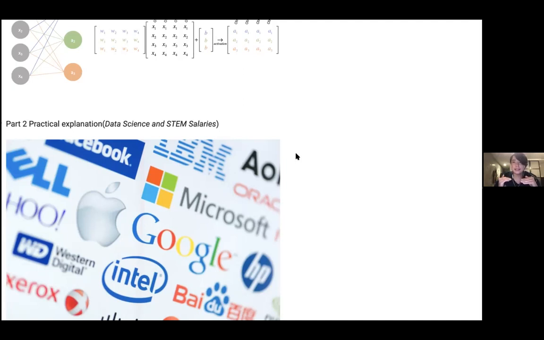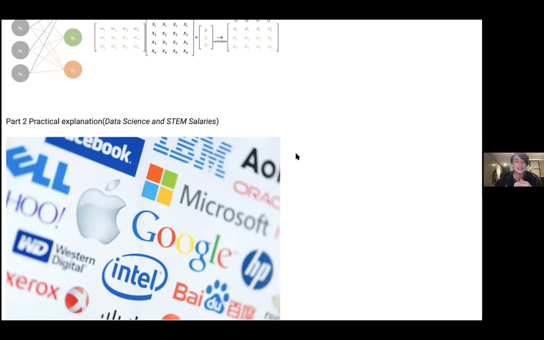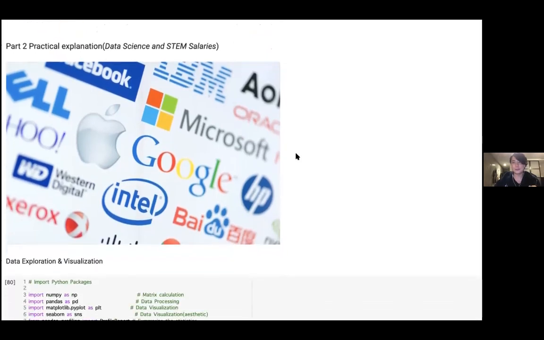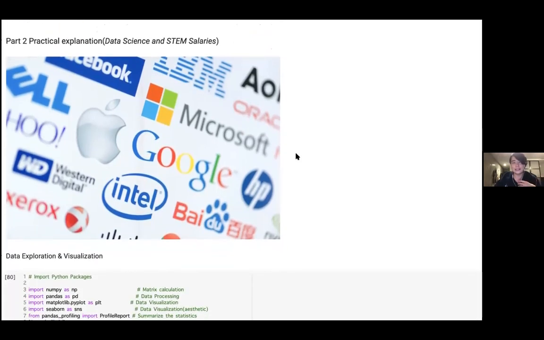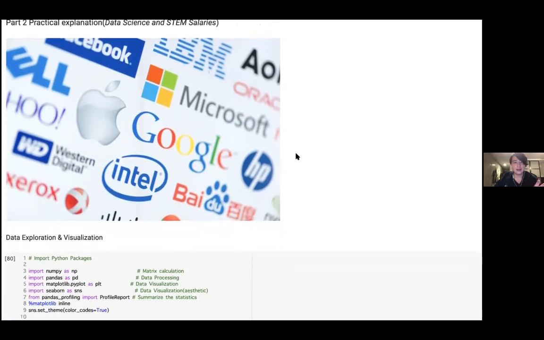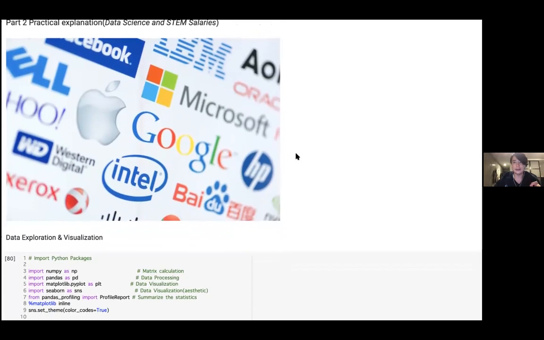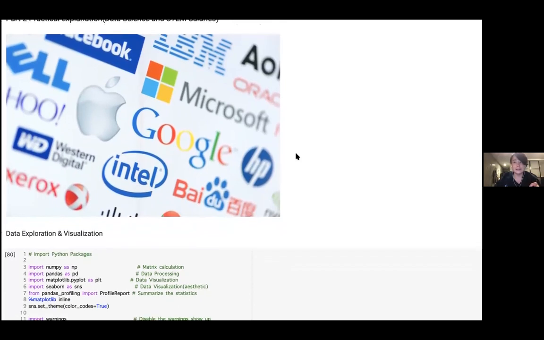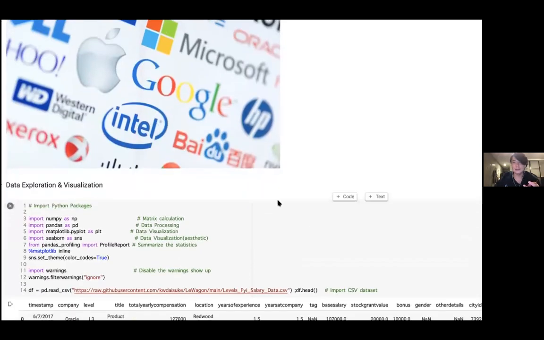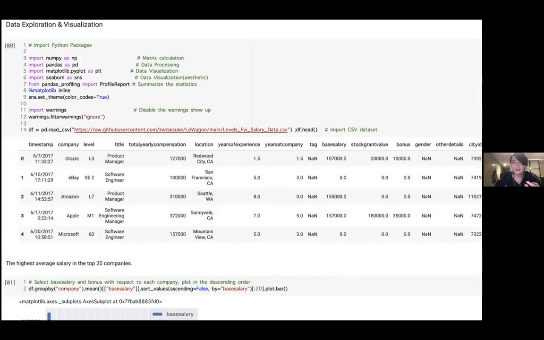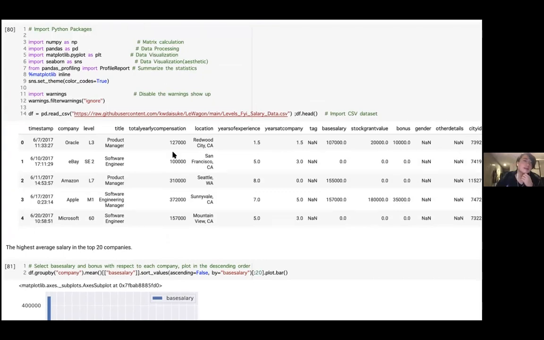Here I bring one data set. This data set is called the Data Science and STEM Salaries. Basically what this data set says is what the salaries are in the tech companies if you work as a data scientist, a mechanical engineer, or maybe in marketing and sales. I find this quite interesting. So this is the overview of the data set.